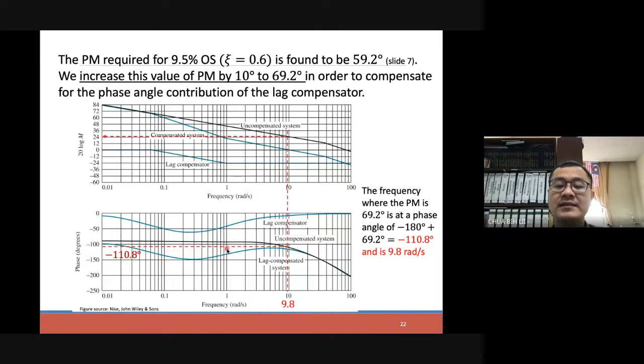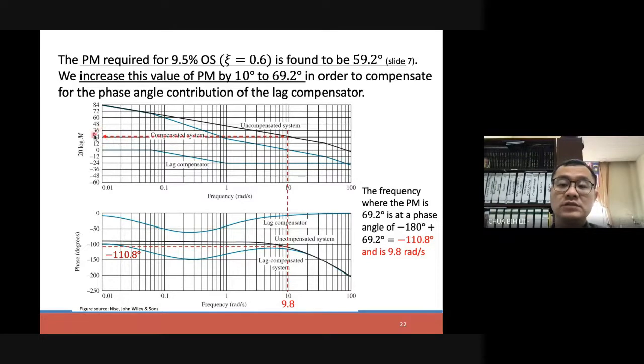And we do the same thing. We check the corresponding frequency, and also we check the magnitude. So the corresponding frequency is 9.8, and the magnitude is about 24, from the diagram itself.